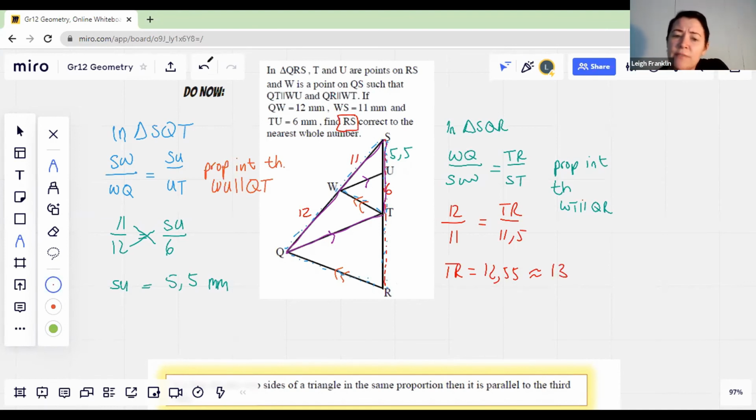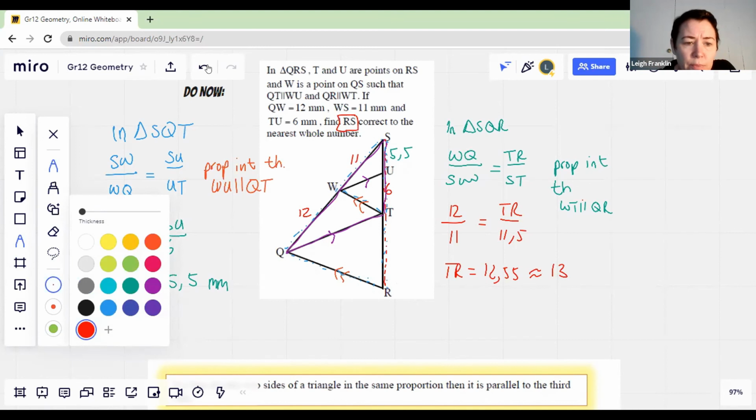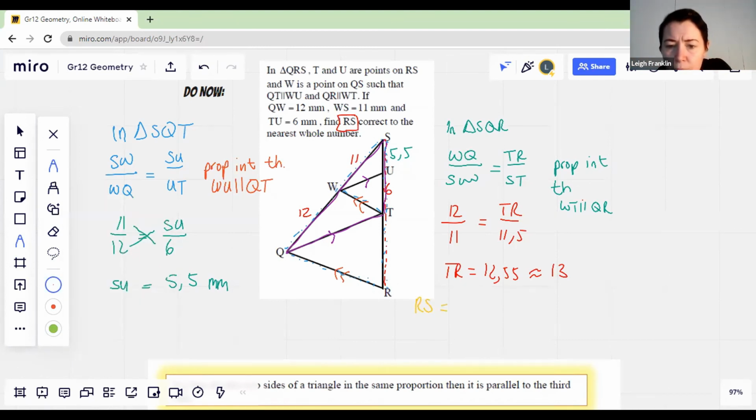Okay, indeed. And what is the very last thing that we need to do? Add all three together. In fact, maybe what we should do, because we've got the 5.5 there, is say 5.5 plus 6 plus 12.5. Remember, we're adding together SU, UT, and TR. What do we get? 24.05. So we'll say 24 millimeters. There we go, we put in our millimeters as well.